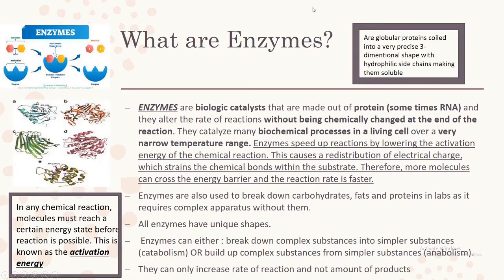Now what are enzymes? They are globular proteins coiled into a very precise three-dimensional shape with hydrophilic side chains making them soluble. So what we learned from this is that enzymes are soluble first of all, and they have a very precise three-dimensional shape. Now let's see the correct and the best meaning you can write. Enzymes are biological catalysts. Now they are not only catalysts, they are biological catalysts, which is one of the biggest differences between catalysts and enzymes.